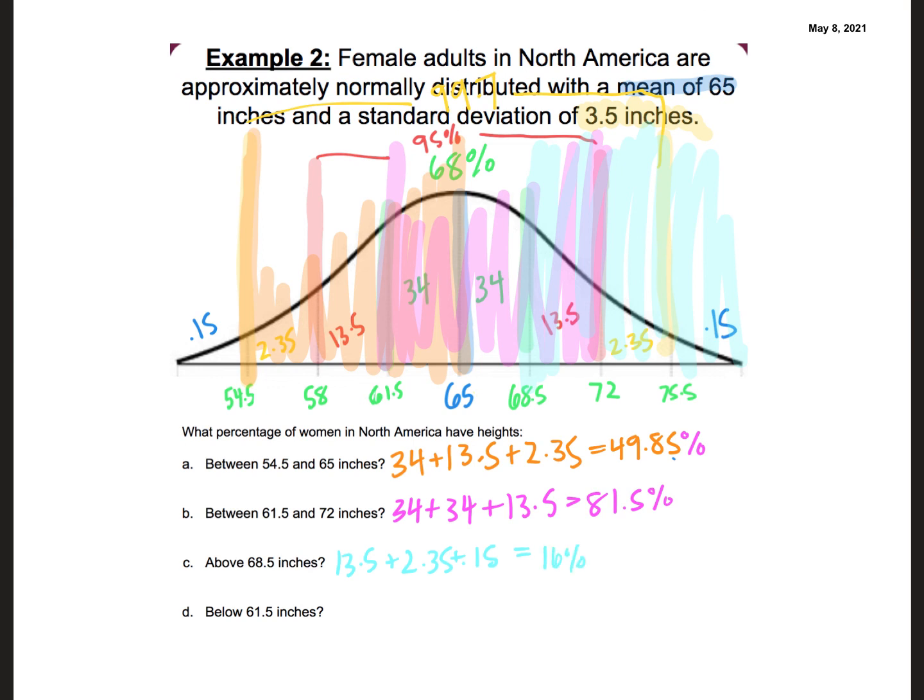And then our last one, how much is below 61.5 inches? So 61.5 is here. We're doing below here. We ran into that same problem as our last example, where that gives us the exact same numbers to add up. So we have 13.5 plus 2.35 plus 0.15, which is 16% again.